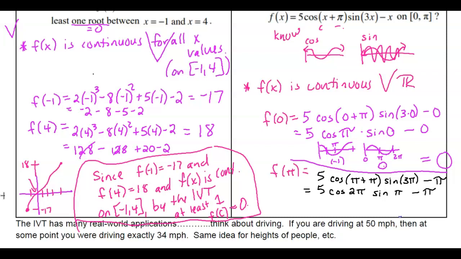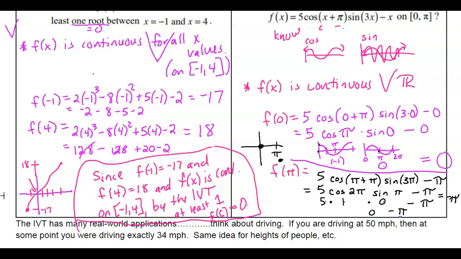So cosine of 2 pi is really the start. So the cosine of 0 is 1. The sine of pi is also 0. All right, so we get that times that times that. So 0 minus pi, so we get equals negative pi. Okay, so what happens, and let's give a picture just in case you're not sure, is at 0, 0, and then at pi, I'm at negative pi.